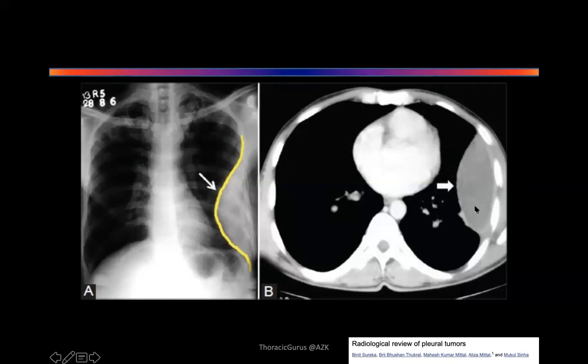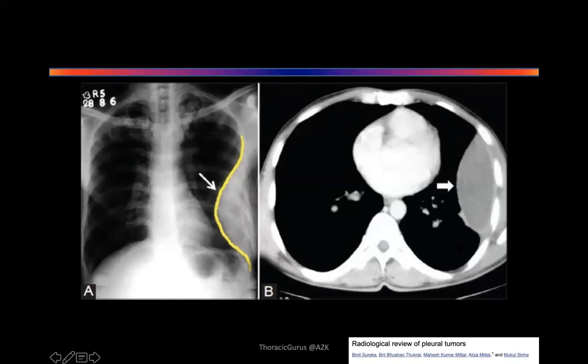Okay, so what is this? Is it a pleural mass or is it a lung mass? It's an extrapleural mass. Prof, it can be a hematoma. Call it a pleural mass, because an extrapleural mass goes into the extrapleural pad fat. This is not going into the extrapleural pad fat. This is still within the confines of the pleura.